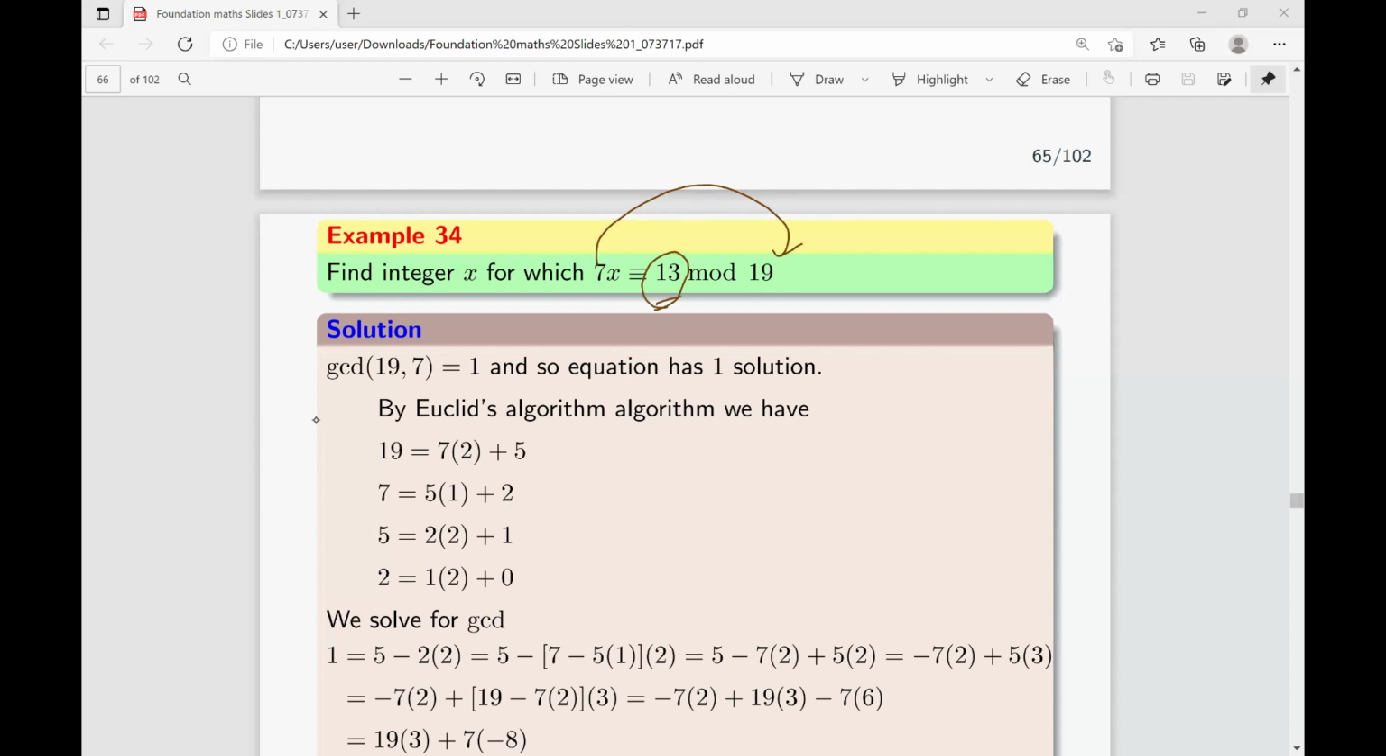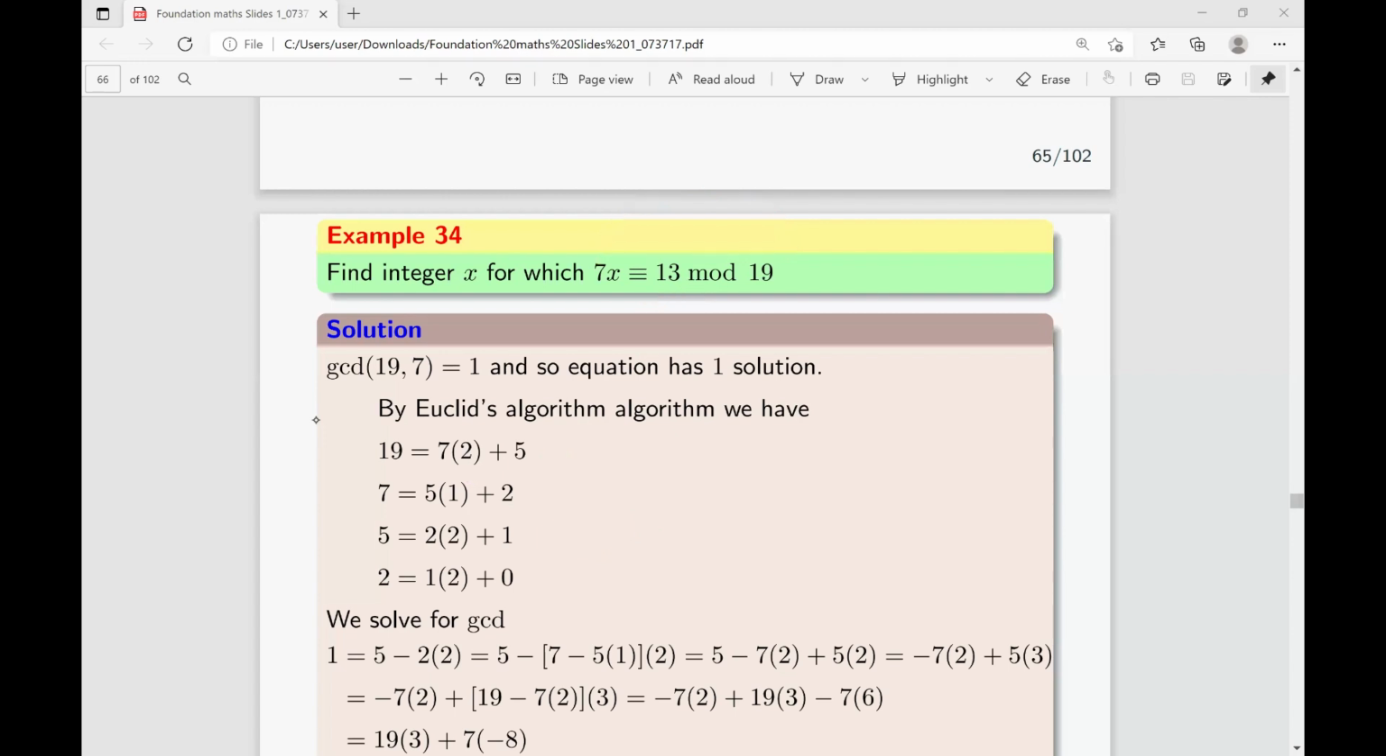Ask ourselves, 7 into 19, because they are twice. The remainder is 5. 5 into 7, once. The remainder is 2. 2 into 5, twice. The remainder is 1. 1 into 2, twice. The remainder is 0. So therefore, this is the GCD. Make the GCD the subject of the formula.